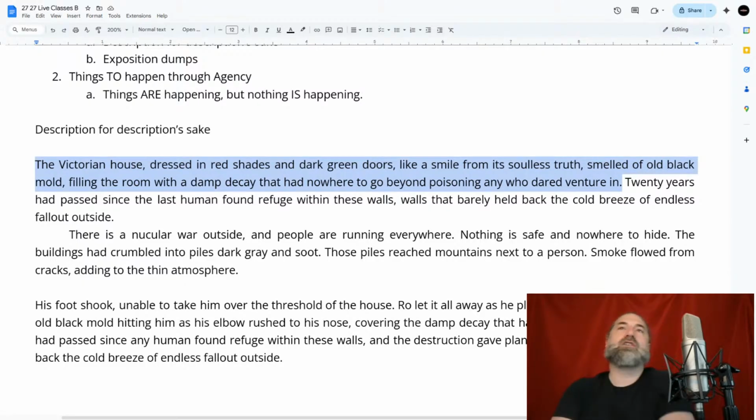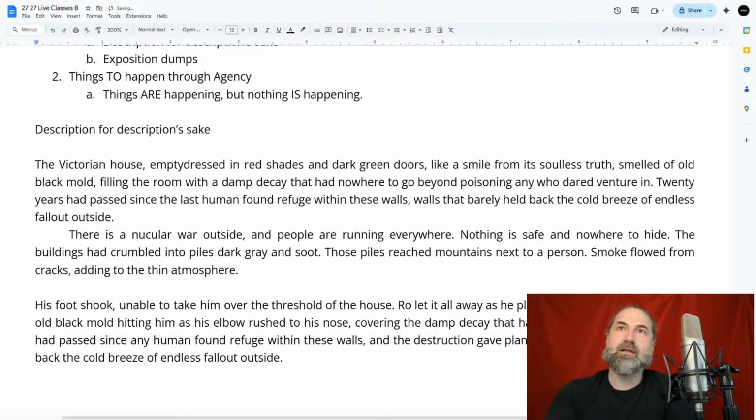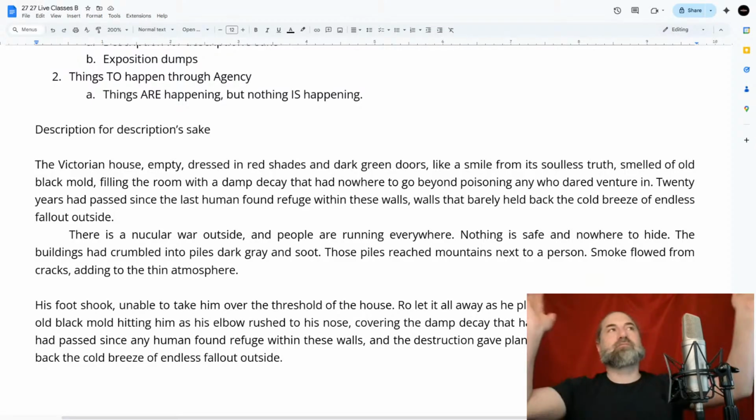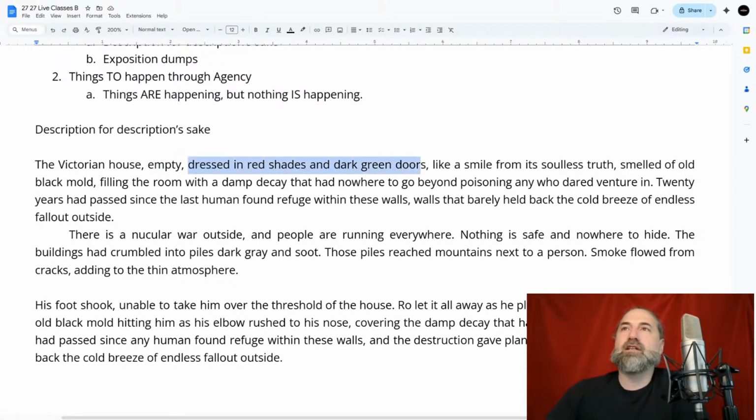Right? The Victorian house dressed in red shades and, the Victorian house empty, dressed in red shades and dark green doors, like a smile from its soul is truth. Smelled like a. All right, so we're qualifying things before it. You know, the Victorian house. Well, it's empty, and it's dressed in red shades and dark green doors. We're still connected to the Victorian house. All right, now we're going to qualify this like a smile from its soul is truth.